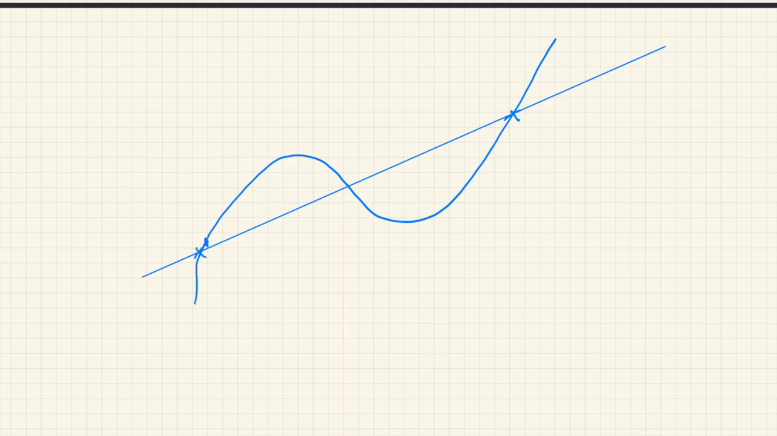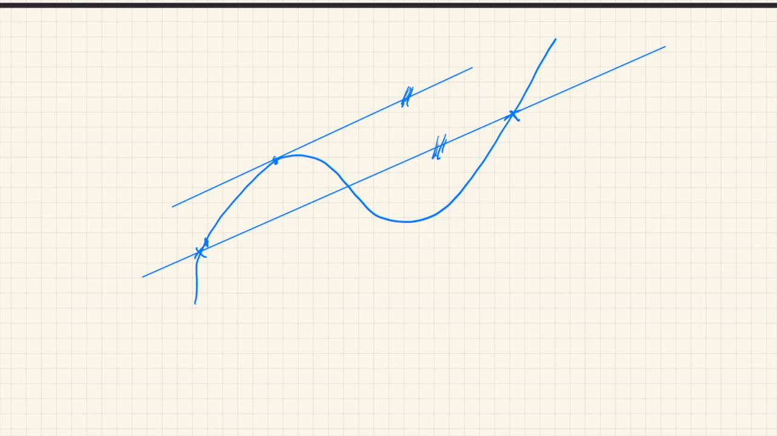And the mean value theorem says there is at least one point on this graph where the slope of the tangent line at that point is equal to the slope of that given line. So in this case, this tangent line, the slope is equal to the slope of this line. Okay, that's what the mean value theorem says, basically.